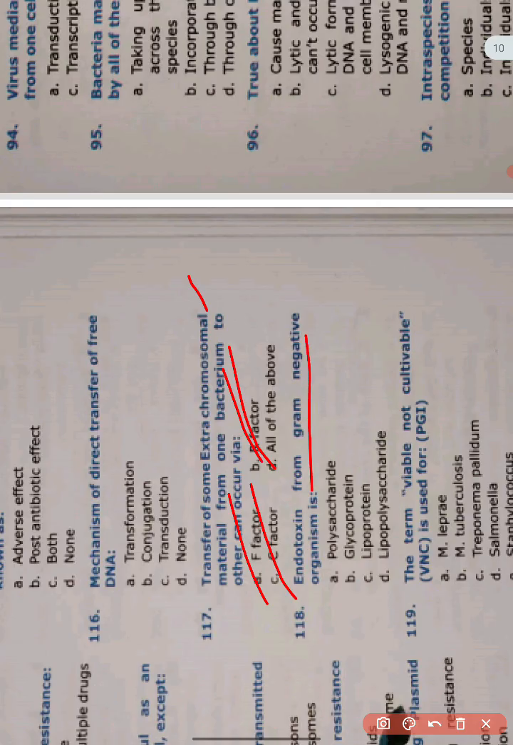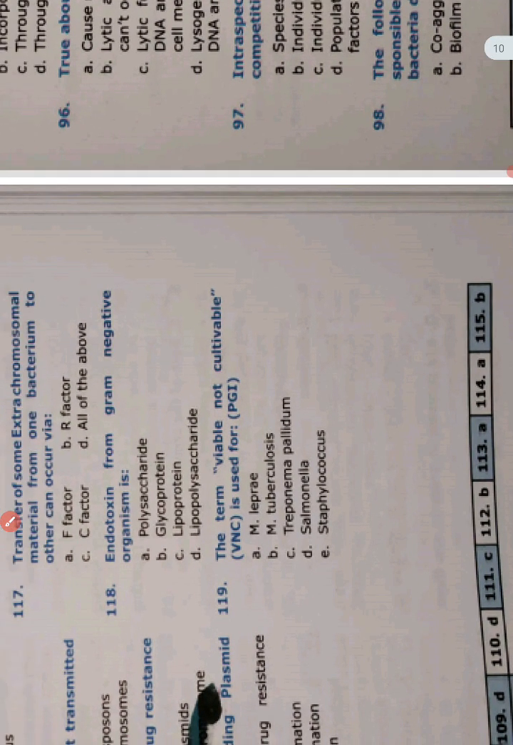Endotoxin from gram-negative organisms, I already discussed. That is lipopolysaccharide. Lipopolysaccharides, also known as lipoglycans and endotoxins, are large molecules consisting of a lipid and a polysaccharide composed of O antigen, outer core, and inner core joined by a covalent bond. They are found in the outer membrane of gram-negative bacteria.